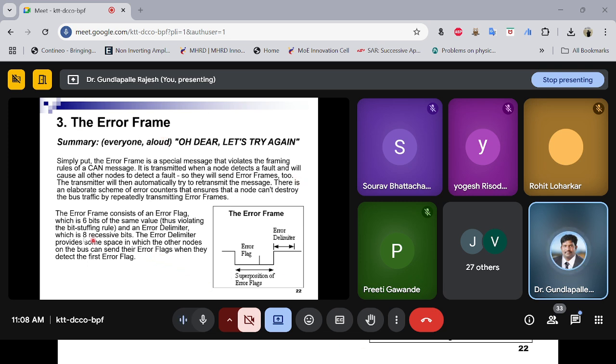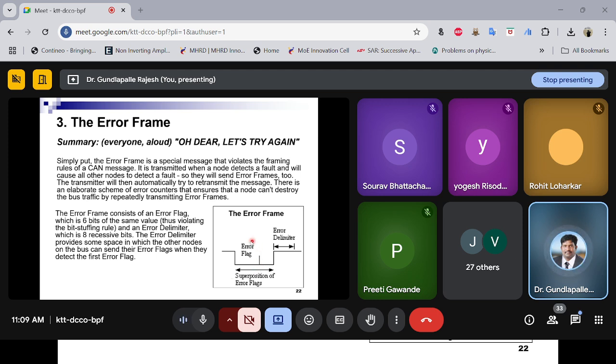Okay. So now let us take a condition where the error frame has been received. So how does this error frame look? This error frame will have 6 bits of the same value, violating the bit stuffing rule, and an error delimiter which is 8 recessive bits. Recessive bits means ones. The error delimiter provides some space in which the other nodes on the bus can send their error flags when they detect the first error flag.